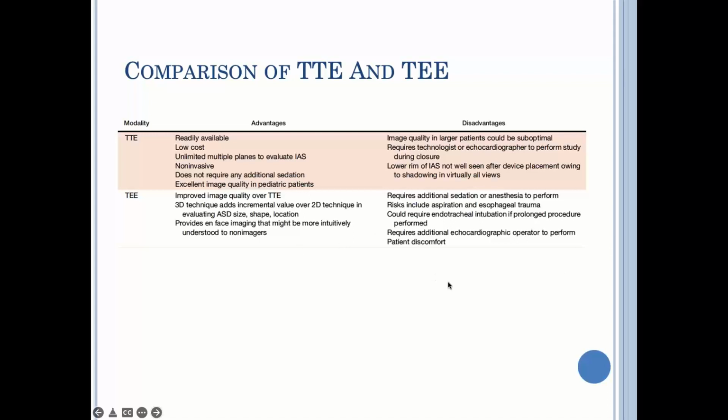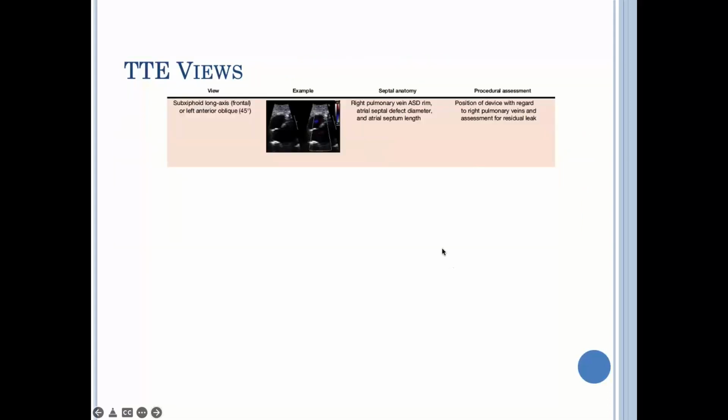And I think we're all familiar with the general disadvantages: sedation, risk of aspiration, and those kinds of things. The other table that I just wanted to briefly highlight was the various views on TTE and TEE that the guidelines provide. And the nice thing about this one is that it clearly identifies which characteristics or which dimensions, for example, can be assessed on which views.